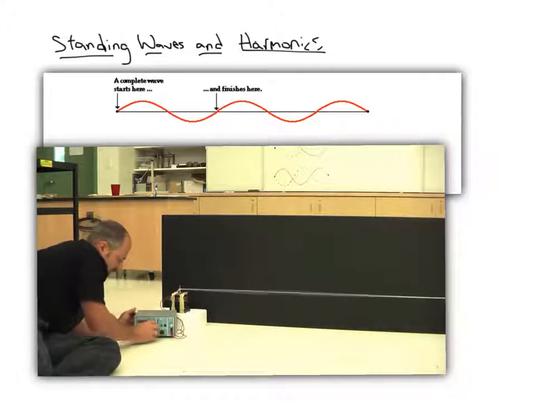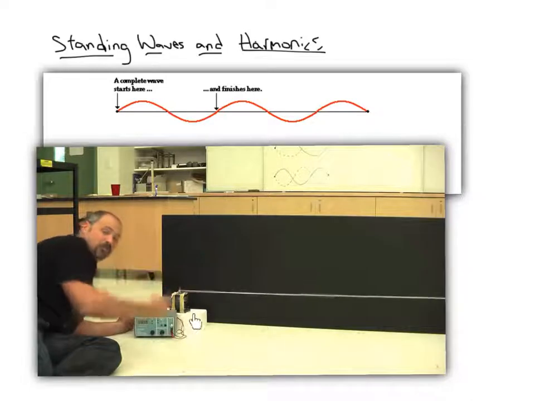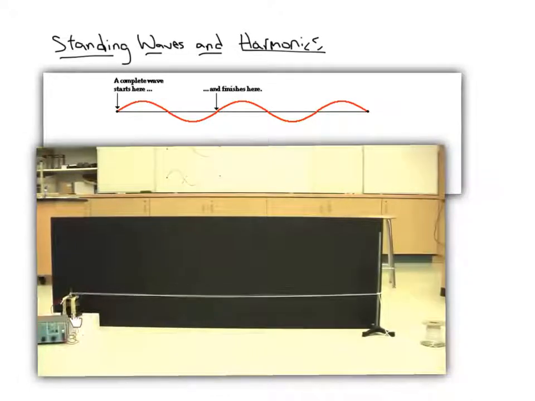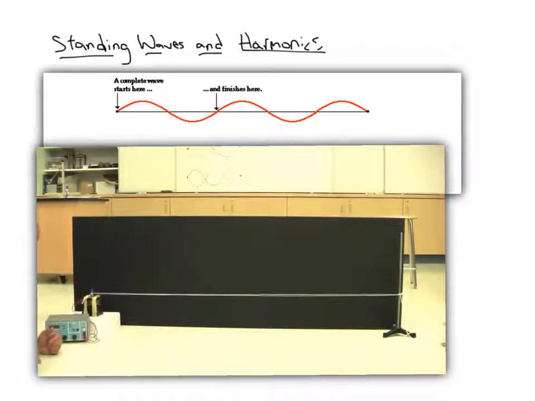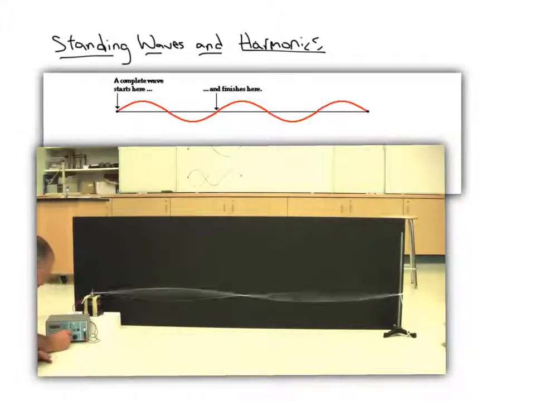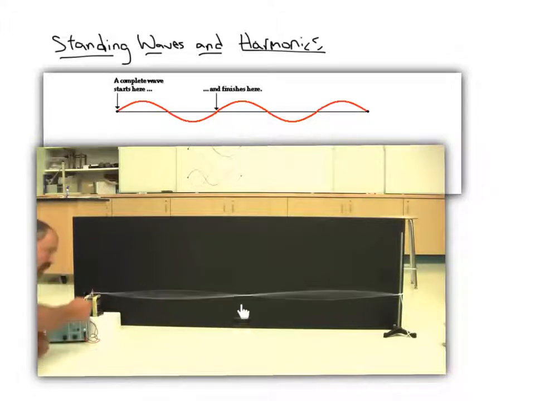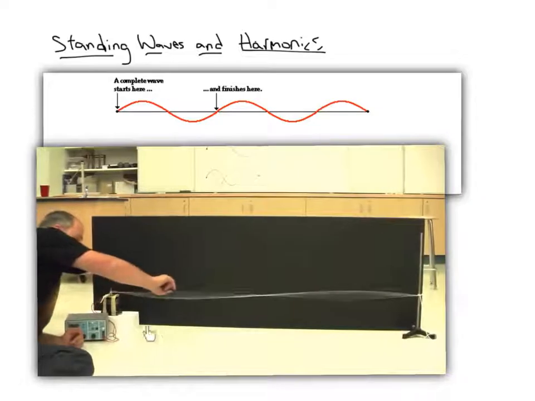So what you're going to see is the teacher here is going to change the frequency of the mechanical vibrator. And as he changes the frequency, different harmonics is what we call this, but essentially different patterns of waves begin to emerge. So we see here clearly a node, two antinodes. This is what we call the second harmonic.